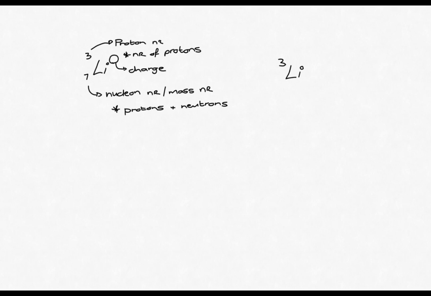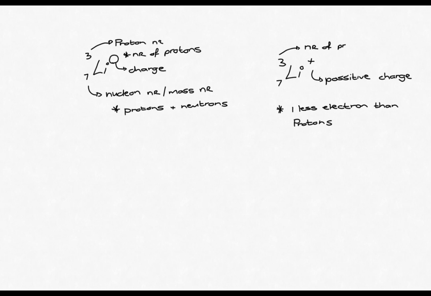Now if we look at a lithium atom that has 3 as a proton number, 7 as a nucleon number, and a positive charge, it means it will have 1 less electron than protons. This is because electrons give negative charges. So if I have 1 less electron, my overall charge would be positive. So here I would have 2 electrons because I have 3 protons.